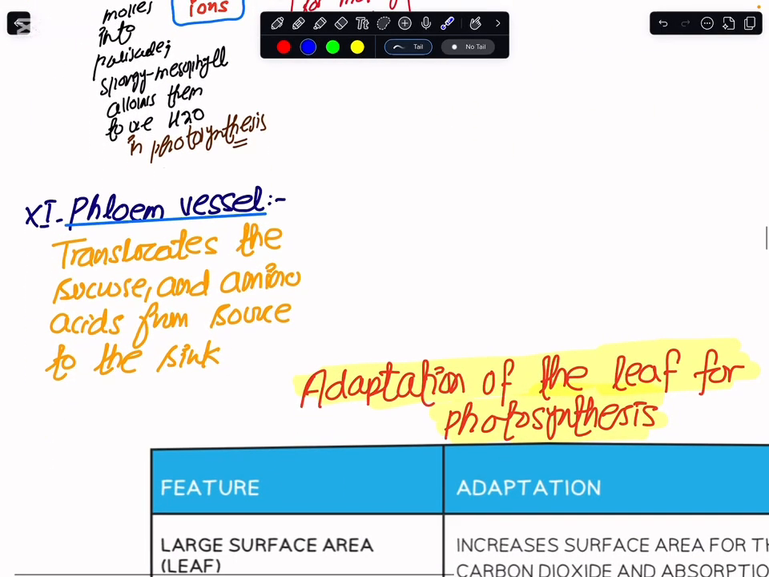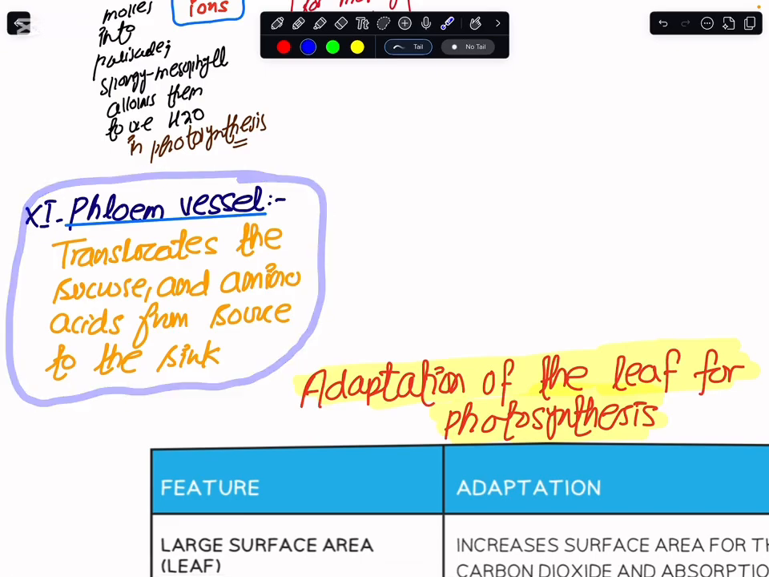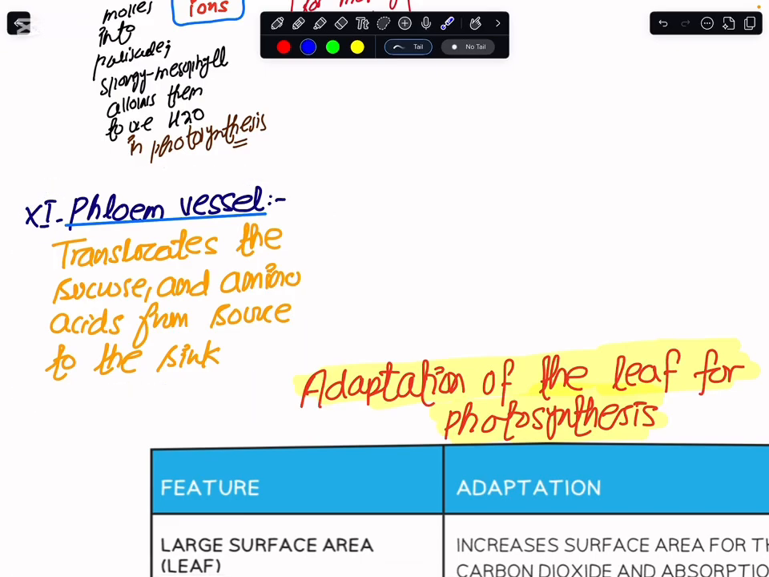And then again, we have the contribution of the phloem over here as well. These phloem vessels, in the context of the leaf, take the sucrose and amino acids from the leaves and ultimately carry them to the sink of the plant. By the sink of the plant, we mean that part of the plant that doesn't photosynthesize, to where the sucrose and the amino acids are carried.